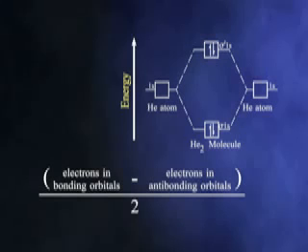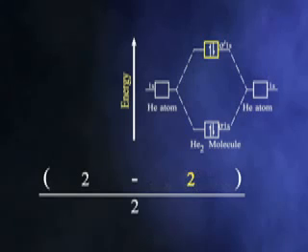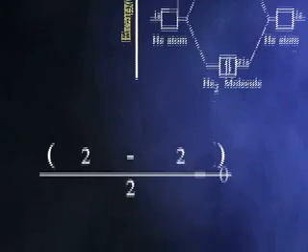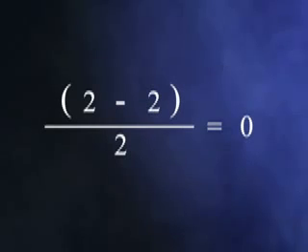Diatomic helium would have 2 electrons in a bonding orbital and 2 electrons in an anti-bonding orbital, giving it a bond order of 0. Molecular orbital theory predicts that a molecule with bond order 0 will not exist. This prediction is supported by the fact that there is no such thing as a diatomic helium molecule.